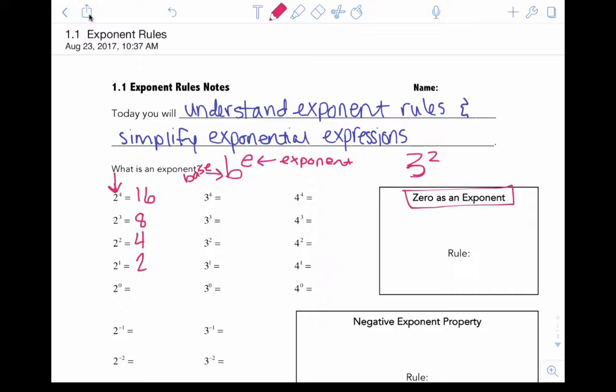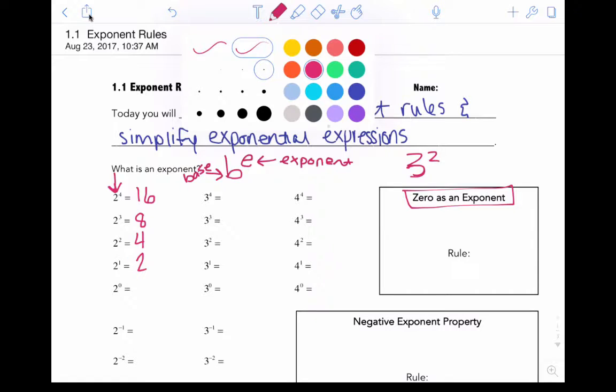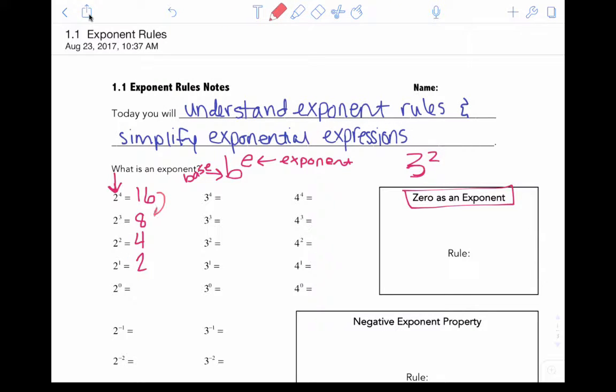And now to figure out what 2 to the 0 power is, I'm going to look at my pattern of what's happening here. So I'm asking myself, how do I get from 16 to 8, and then from 8 to 4, and then from 4 to 2? Well, I'm dividing by 2 every single time. Just like when I go from 2 to the 4th to 2 to the 3rd, and then 2 to the 3rd to 2 squared, and then 2 squared to 2 to the 1st, I'm just taking away a 2 every single time. So to get from 2 to the 1st to 2 to the 0 power, I need to divide by 2. So 2 divided by 2 is 1.